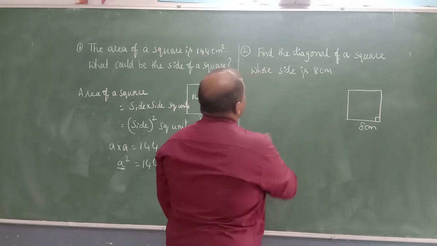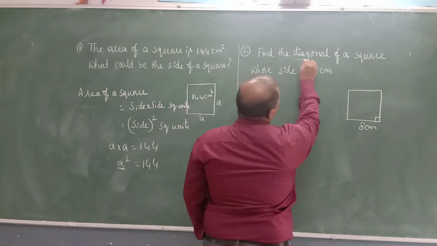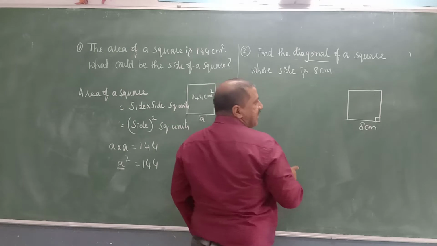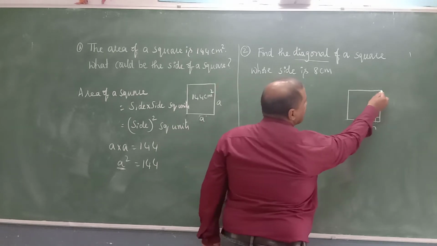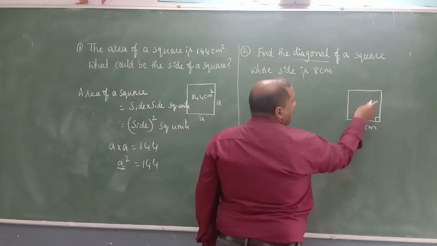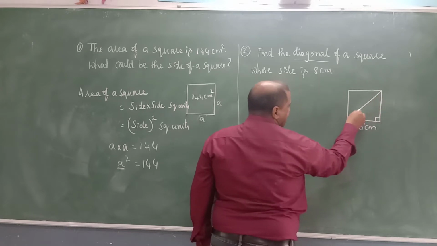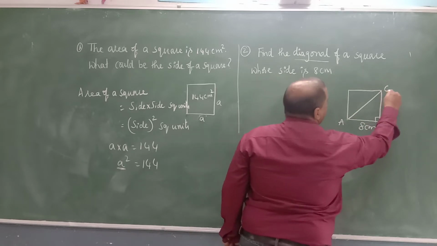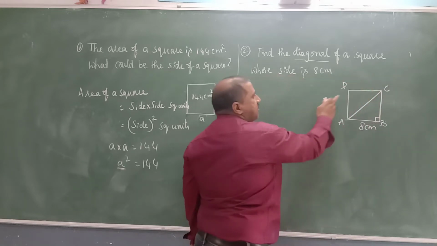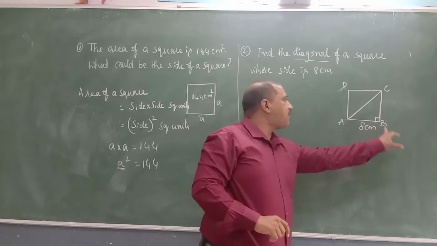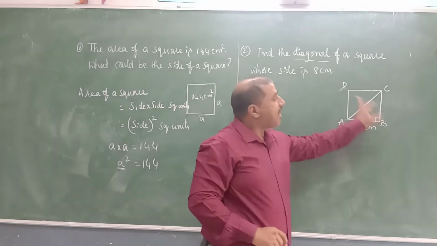Now what is our question? Find the diagonal. What is the diagonal of a square? A diagonal is a line segment drawn from one vertex to its opposite vertex. When we join these two opposite vertices, we get a line segment known as a diagonal. A square has two diagonals. Here AC is one diagonal, and if you join B and D, we get one more diagonal, that is BD.